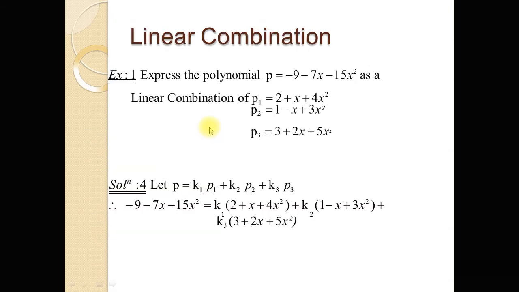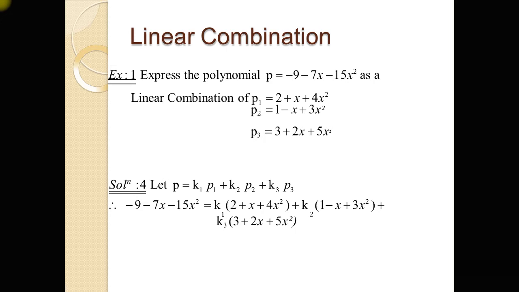For example, we have a polynomial p is equal to minus 9 minus 7x minus 15x square. Now to express this polynomial as a linear combination of the polynomials p1, where p1 is equal to 2 plus x plus 4x square, p2 is equal to 1 minus x plus 3x square, and p3 is equal to 3 plus 2x plus 5x square.